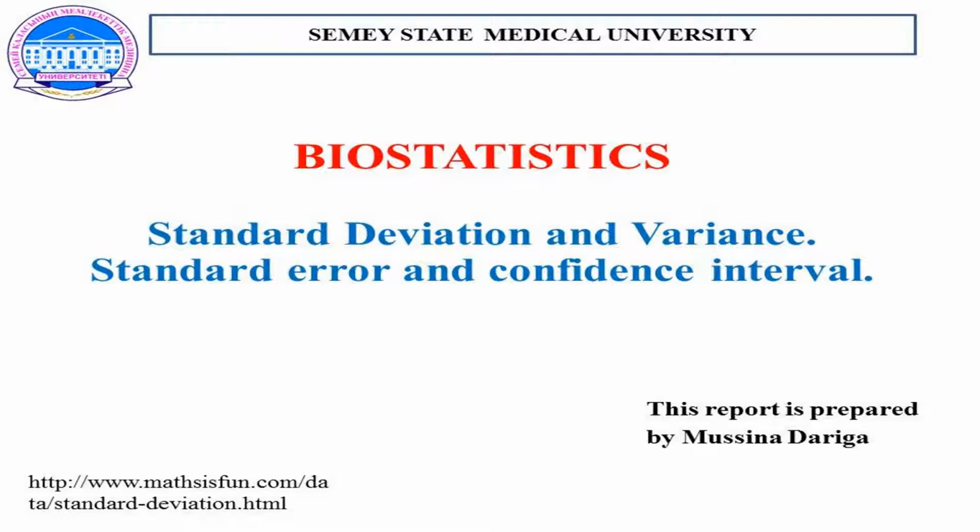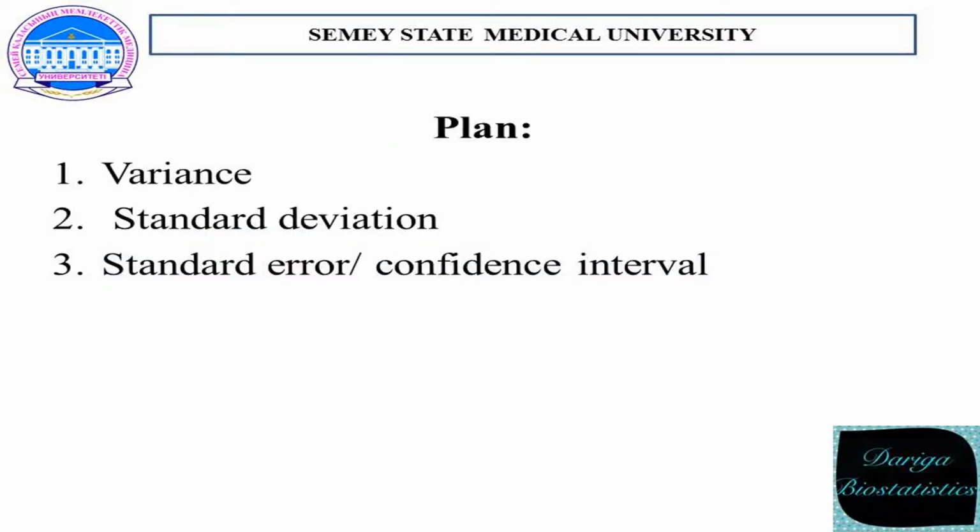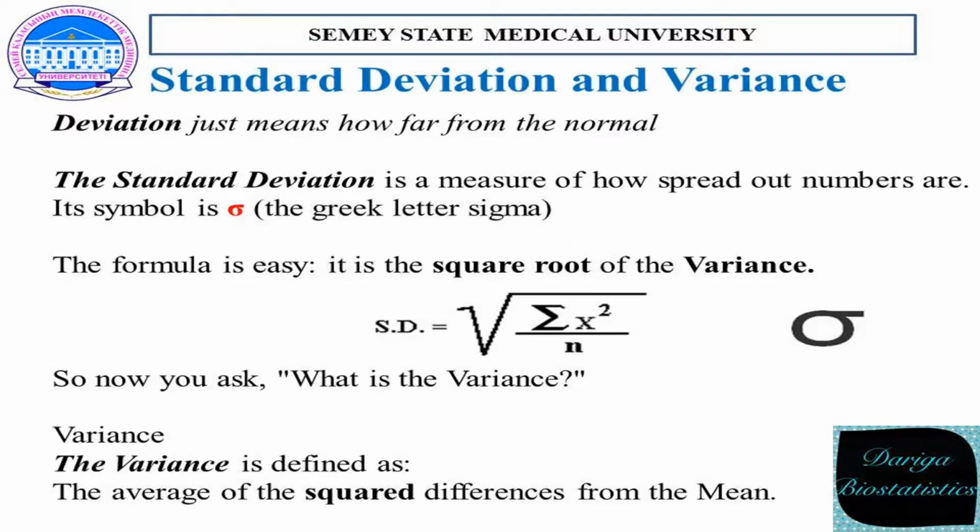Okay, as I said before, the topic is standard deviation and variance, standard error, and confidence interval. Deviation just means how far from the normal. The standard deviation is a measure of how spread out numbers are. Its symbol is sigma. The formula is easy: it is the square root of the variance. And now you ask, what is the variance? Variance is defined as the average of the squared differences from the mean. Okay, I will take an example later.